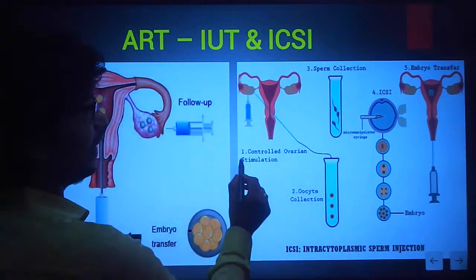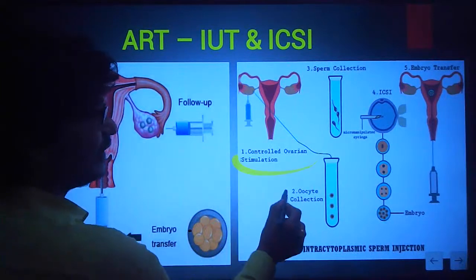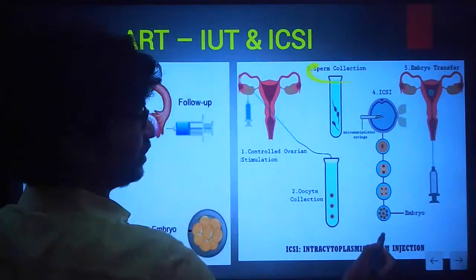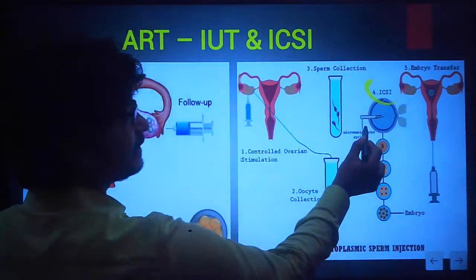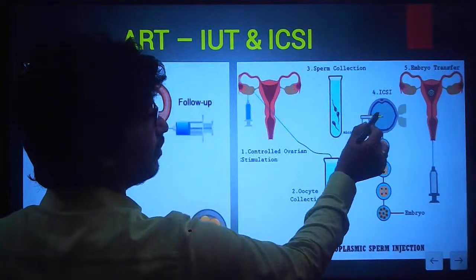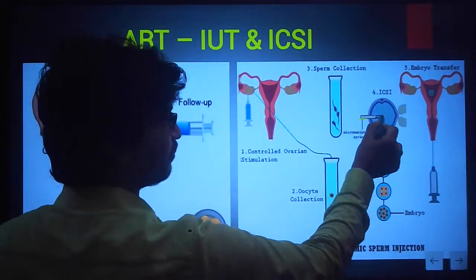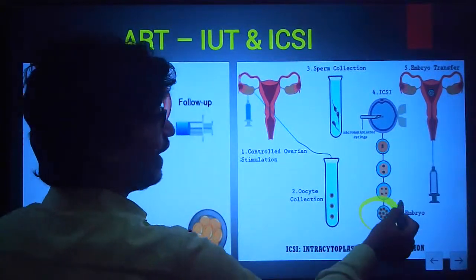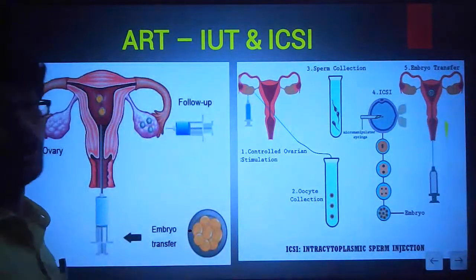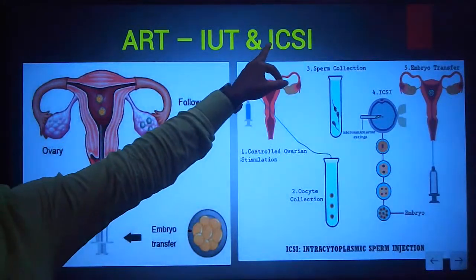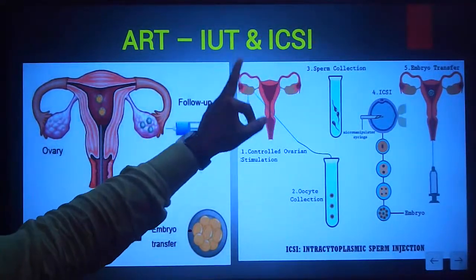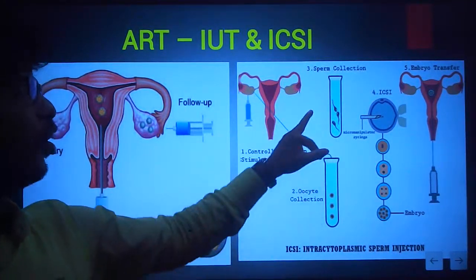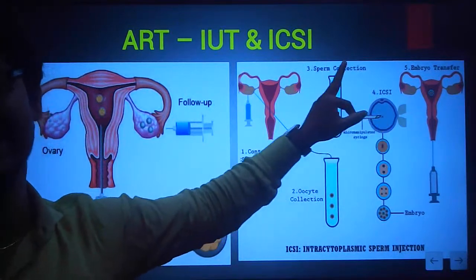Here you could see controlled ovarian stimulation, then oocyte collection, then sperm collection, then ICSI. Can you see in this part where we are injecting the sperm into the cytoplasm? The embryo is developed in the in vitro condition, and then this embryo will be transferred into the uterus. So this is called intracytoplasmic sperm injection. This is the technique where the sperm is directly injected into the cytoplasm of the egg, but it is in vitro.